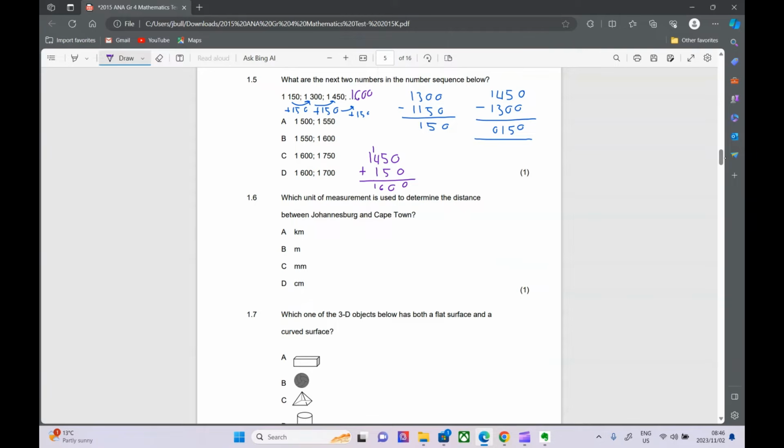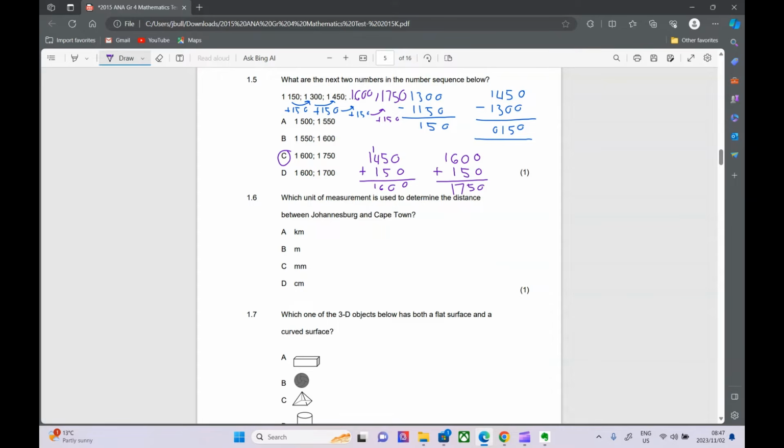And then we are going to add 150 again to get to the next one. So we've got 1,600 now, and we want another 150 added on. 0 add 0 is 0. 0 add 5 is 5. 6 add 1 is 7. 1 add nothing is 1. So 1750 is the next number. So we can see then our answer has to be C.